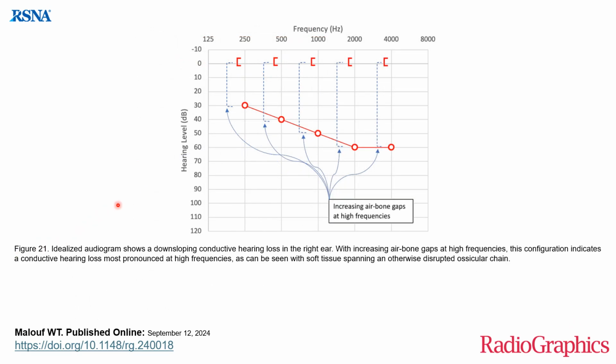This is an audiogram that demonstrates the downsloping conductive hearing loss pattern in the right ear. There is increasing air-bone gap at higher frequency. This pattern can be seen in the setting of soft tissue spanning an otherwise disrupted ossicular chain.